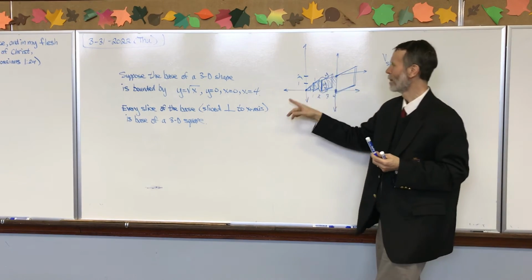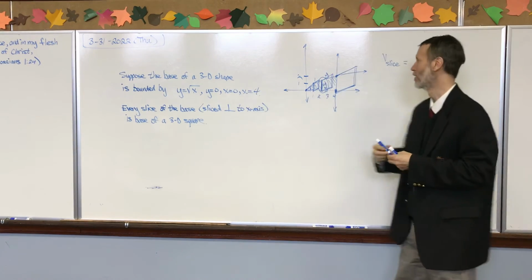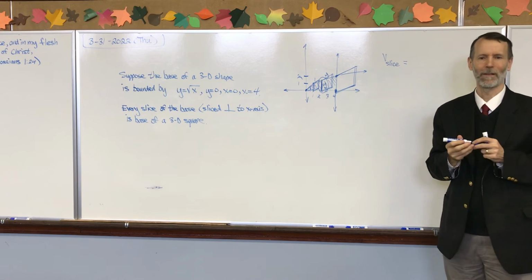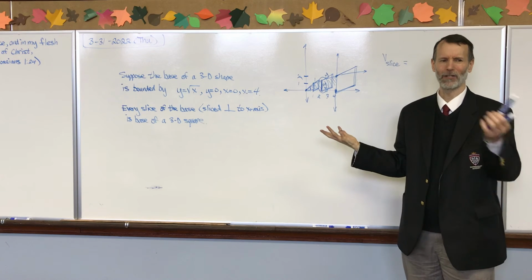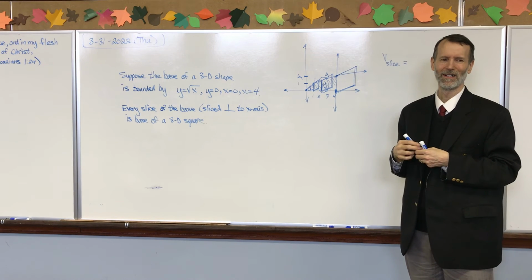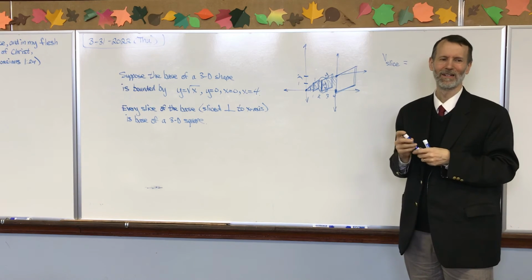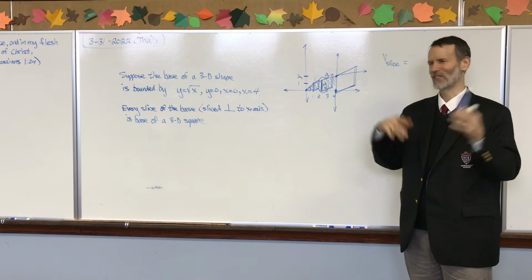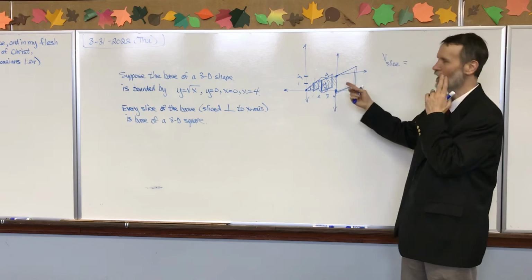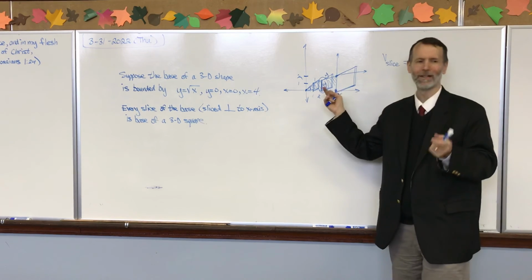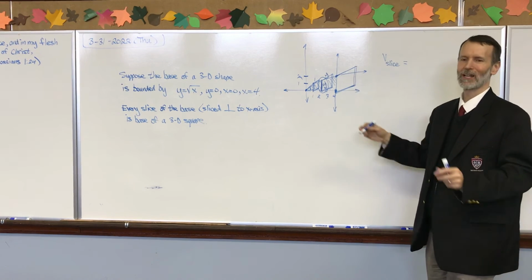The only reason this is Y is because I know this thing is a square, because the test question said so. Can somebody give me the volume of a slice? What shape is this again? A square. What's the area of a square? Just in general, how do you find it? Multiply the two sides, length times width. In this case, Y times Y.